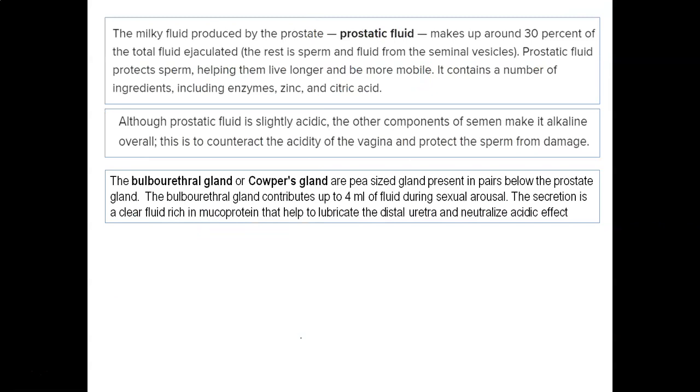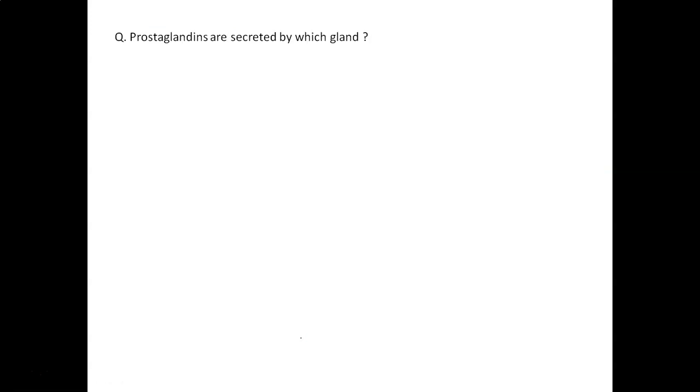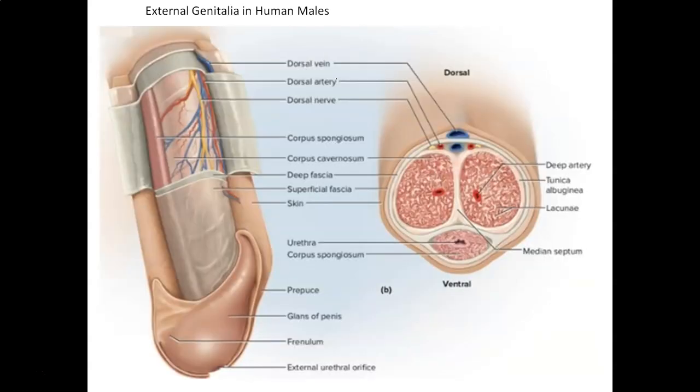And here are the prostatic fluid, the functions of the prostatic gland and the bulbourethral gland. Now here is a question for you. Prostaglandins are secreted by which gland? Don't get confused. Prostaglandins are not secreted by the prostate gland, but they are secreted by the seminal vesicle.